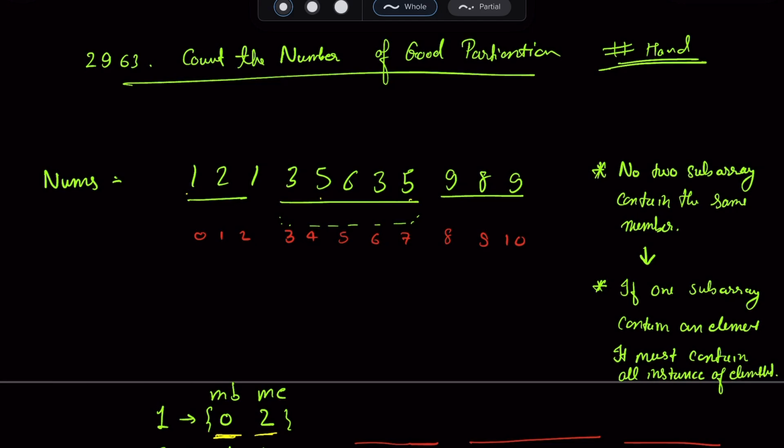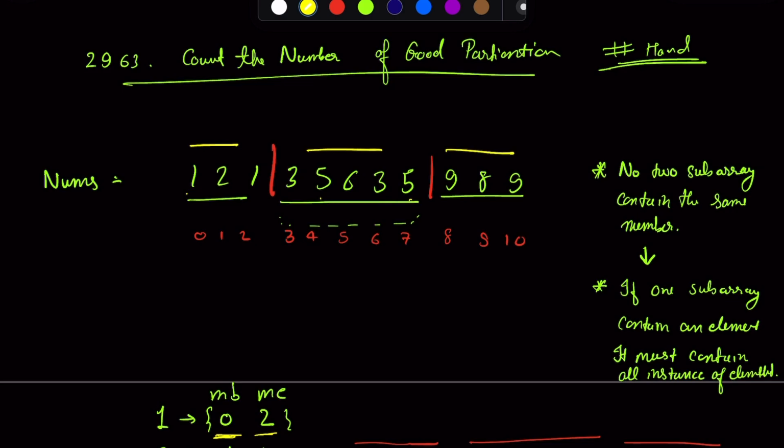We are given a nums array here, and in this array we are asked to create partitions such that the contiguous subarrays formed after partitions should not contain any element which is present in another subarray. Let's say we have created this partition. Let's use another color, and these will be the resulting subarrays.